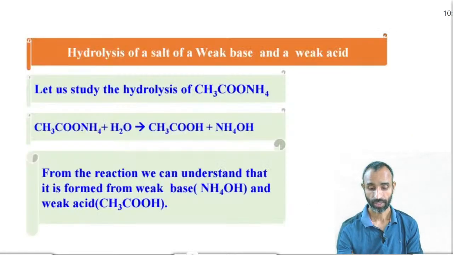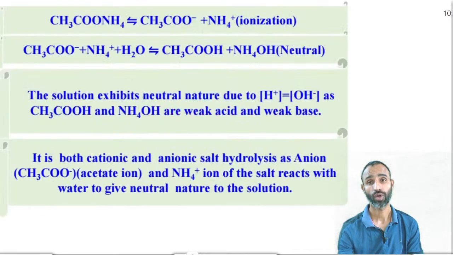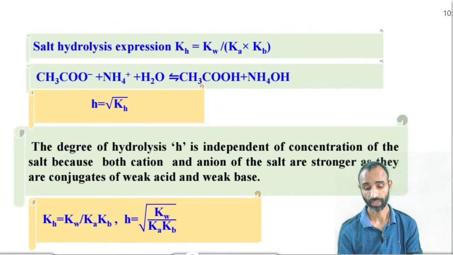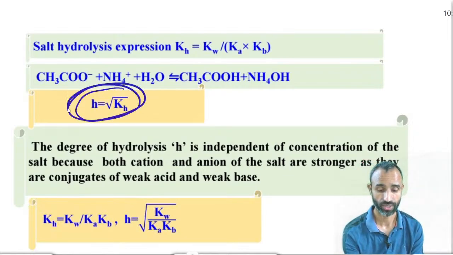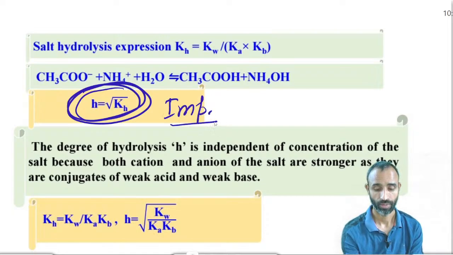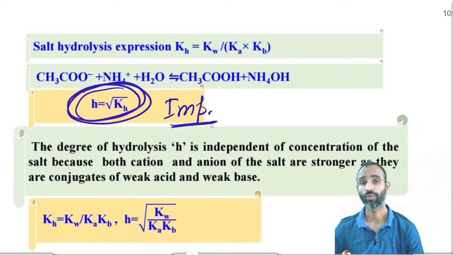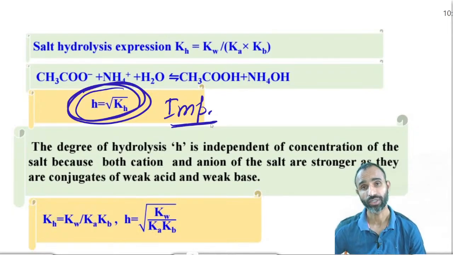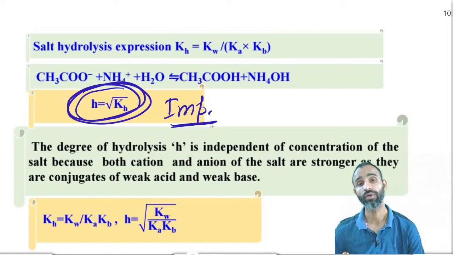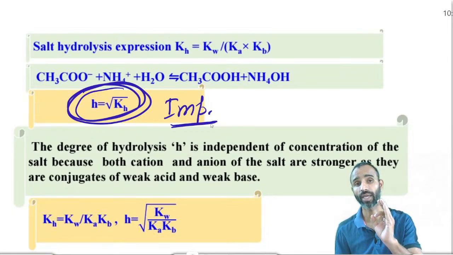And here h is equal to square root of Kh, which means C is not appearing. It is independent of concentration. Degree of hydrolysis is independent of concentration. This is important. For weak acid and weak base, degree of dissociation as well as pH is independent of concentration. It depends upon Ka and Kb only.